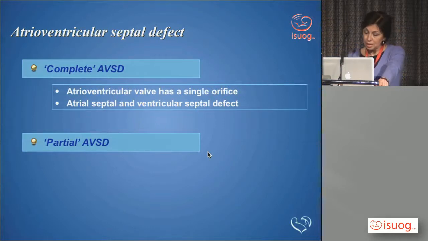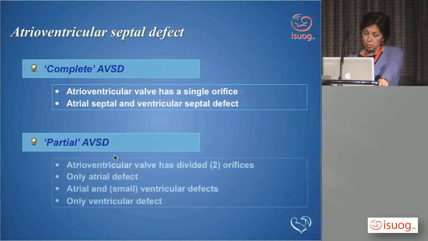So a complete AVSD is the one that has a single orifice valve in the middle of the heart. And in these cases, you normally have an atrial as well as a ventricular septal defect or ventricular component of the AVSD. The partial AVSD, most people would refer to that, which is probably more common, to only an atrial septal defect. But the partial AVSD basically means the valve that we have across the atrioventricular junction has two separate orifices, and I'll try and clarify that in a minute.